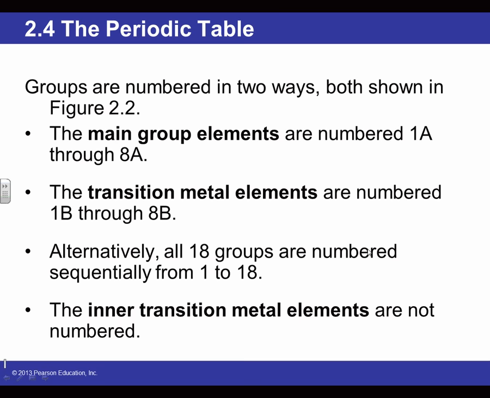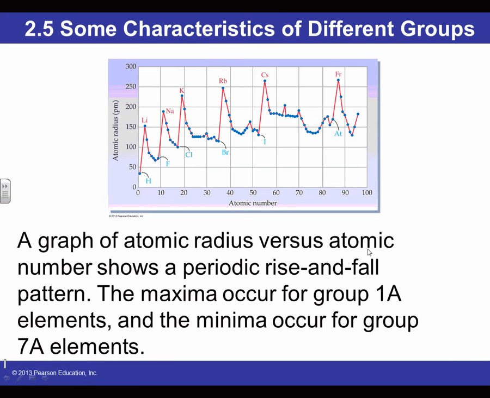The inner transition metals aren't numbered the same way because they go through various reactions. Same thing with your transition metals. And then your main group elements can actually have more preset number designations because of their similar characteristics and reactivity.